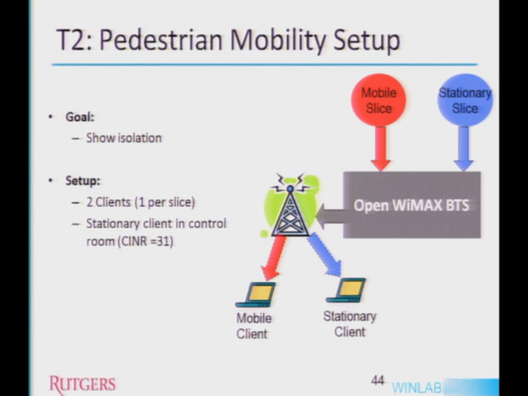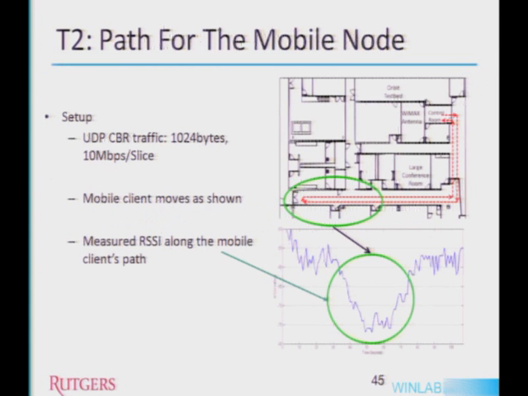So the next set of experiments is showing isolation. We have one more case study in the thesis, but not presenting that. In this case, what we have is two slices. We have a mobile slice, which has a client which is moving around, and we have a stationary slice which has a client which is kept in one place. Both of these slices are sending downlink traffic to their clients, and we will measure their performance.